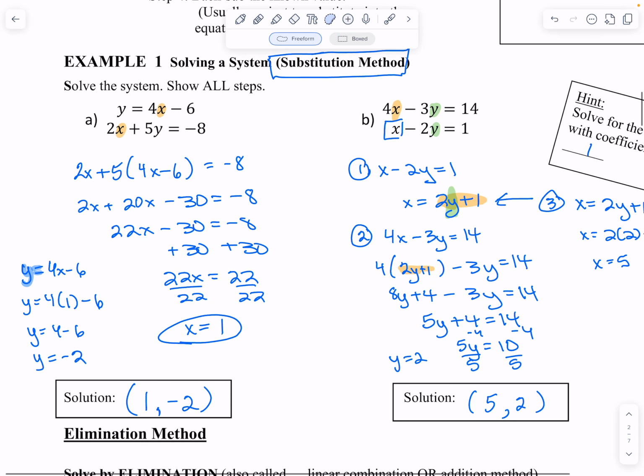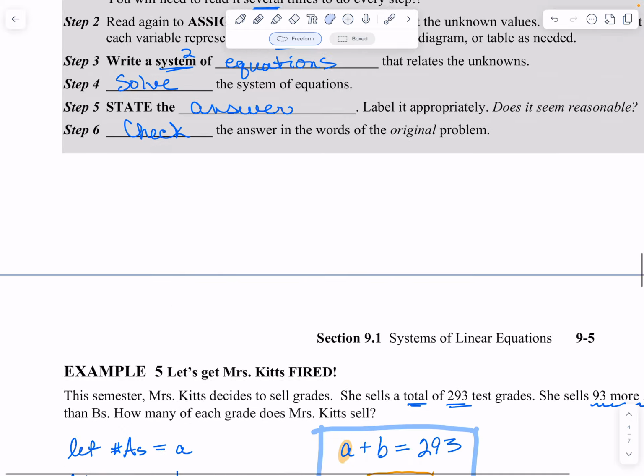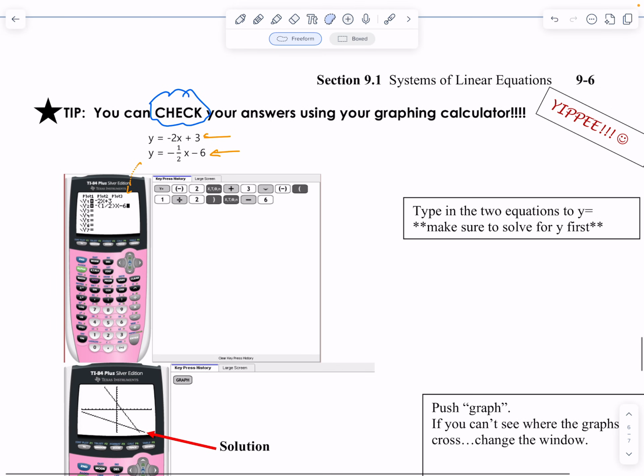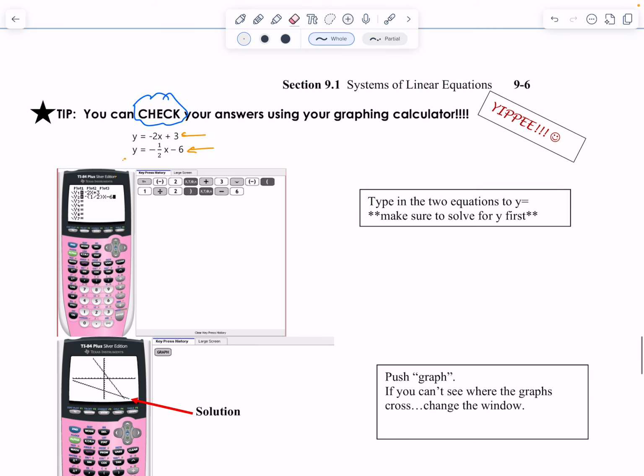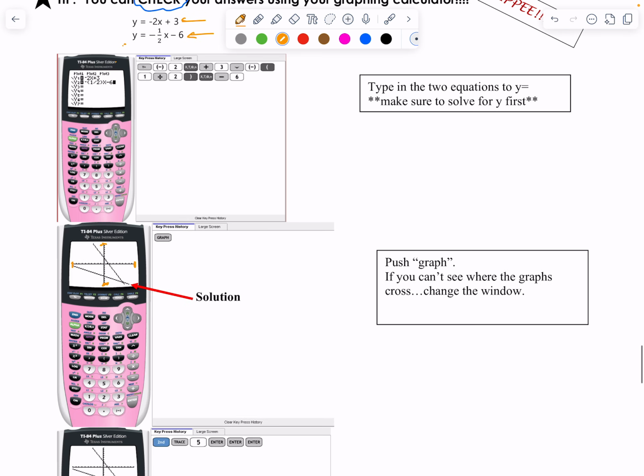Okay, you already do that here. See, this one's already solved. So you'd have to solve that one for y and put it in the calculator. And then you just need to see where they cross. So once you have solved it, then you stick it in your calculator, right? Once it's in the calculator, then you hit graph. Usually I start off my window with the standard window where it's -10 to 10 on the X and -10 to 10 on the Y. Notice this one is almost off the screen, but you can still see where it crosses.